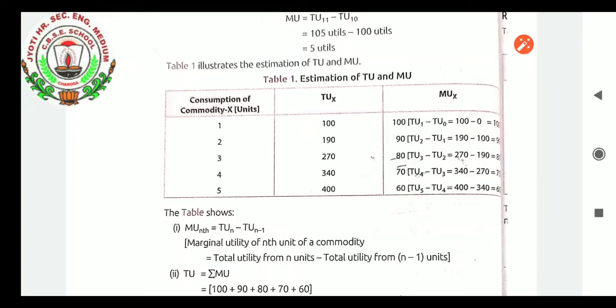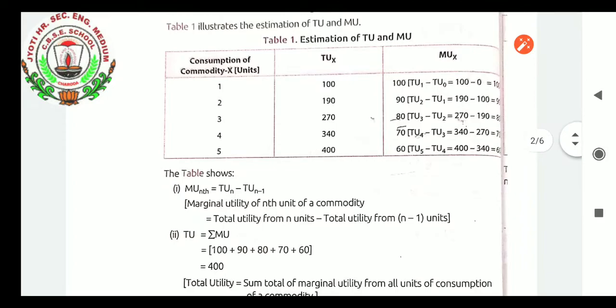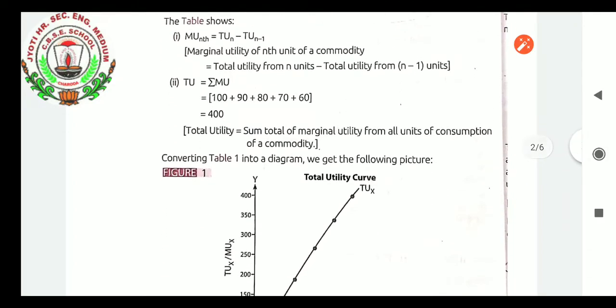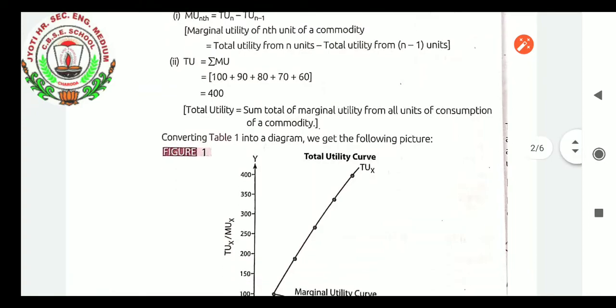If we want to take the marginal utility derived at 4, what we have to do is deduct total utility 3 from total utility 4, and we will get the marginal utility derived in the fourth unit. So this way, preceding the unit, we can subtract and we can get the marginal utility. I hope you have understood this. And when we talk about total utility, we have to sum the marginal utilities and we will get total utility. So total utility is the sum of marginal utility from all units of consumption of a commodity.